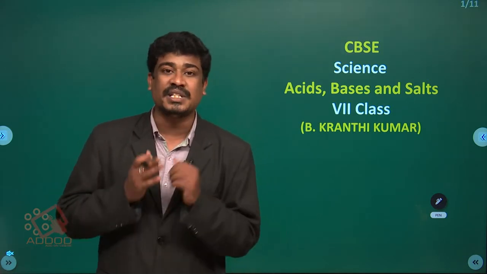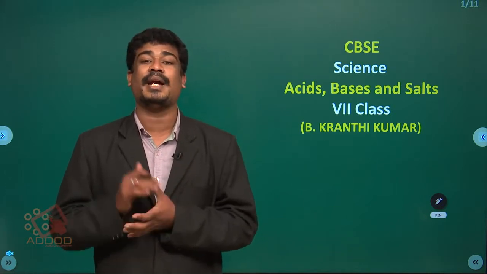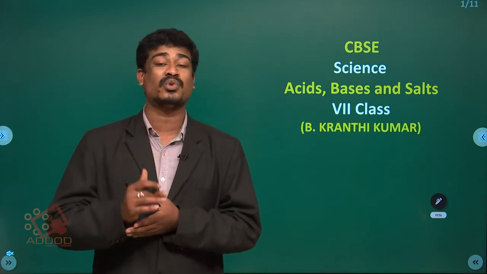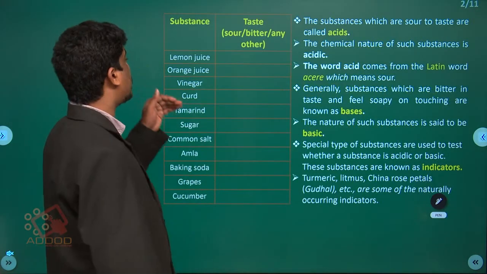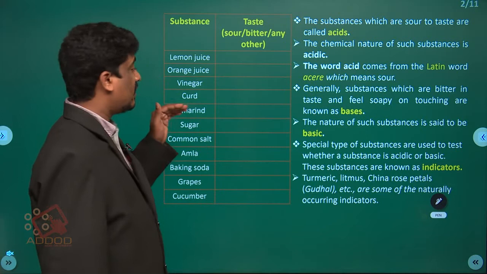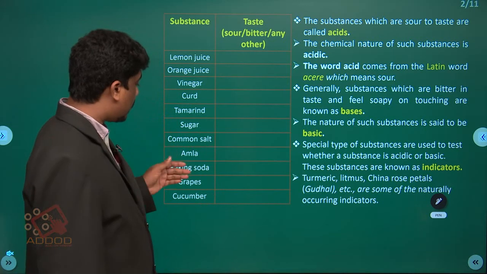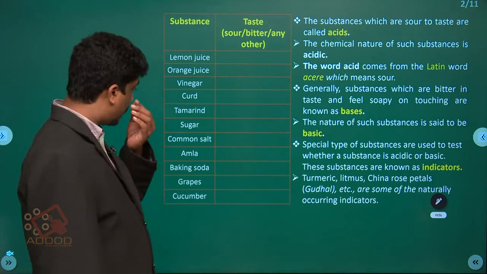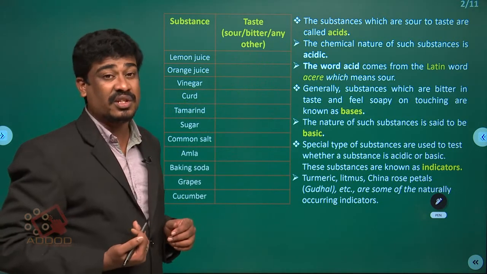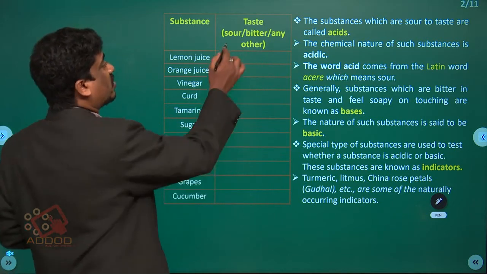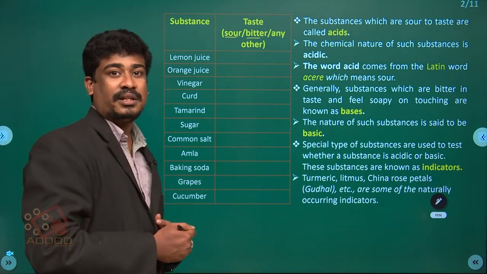So here one activity was given. First we should test them and write the taste, whether those are sour, bitter or sweet. The substances: lemon juice, orange juice, vinegar, curd, tamarind, sugar, common salt, amla, baking soda, grapes and cucumber. Test which type of taste these are giving, whether sour, bitter or any other.